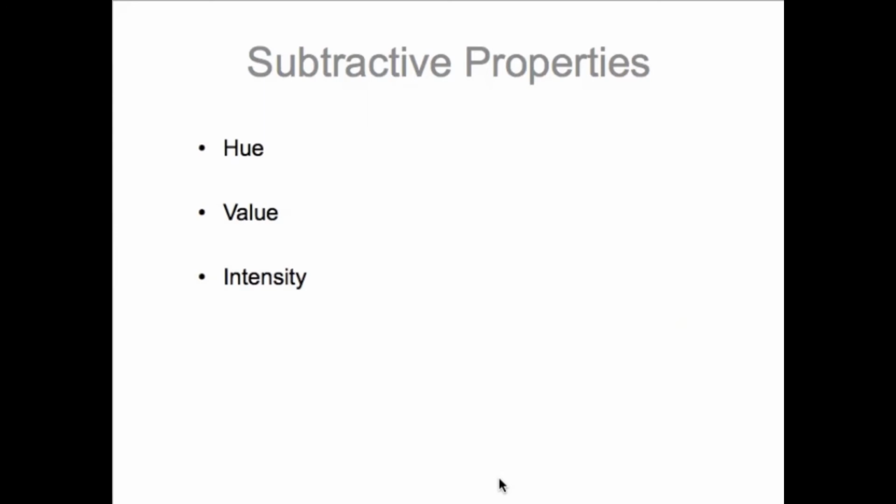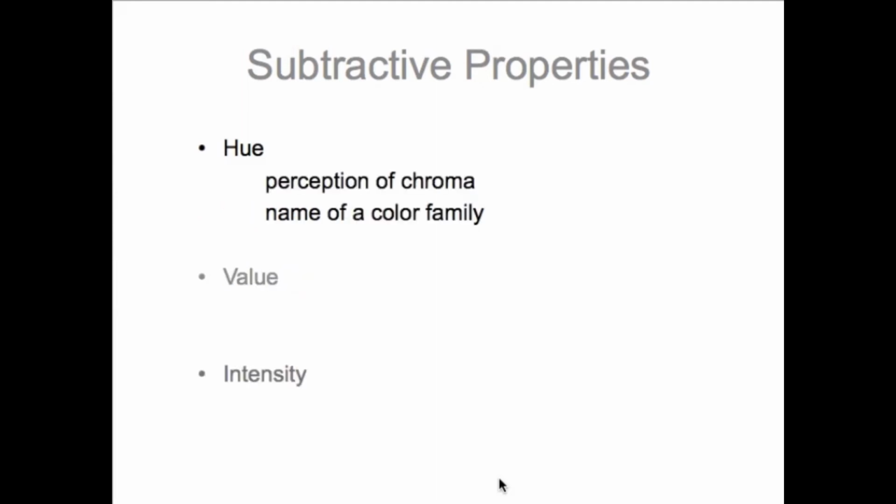The subtractive system also has three properties. In this case, the properties are hue, value, and intensity. If you remember the additive system, we had hue, luminance, and saturation. Hue is the same in each. It's the perception of chroma, or the name of a color family. Value in the subtractive system is the perception of lightness and darkness of a color. Yellow is always going to be lighter than red at spectral level. And pink is a tint of red, so pink will always be lighter than what we understand to be pure red.